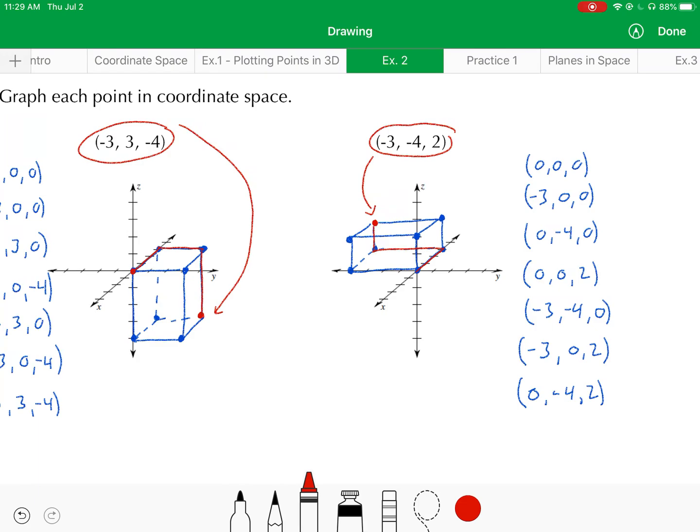Okay. All right, now it's your turn to practice on your own. Go to practice 1. Try to plot that point yourself, following the procedures we've done here in these 2 examples, and then come back to the video and check your work with mine.